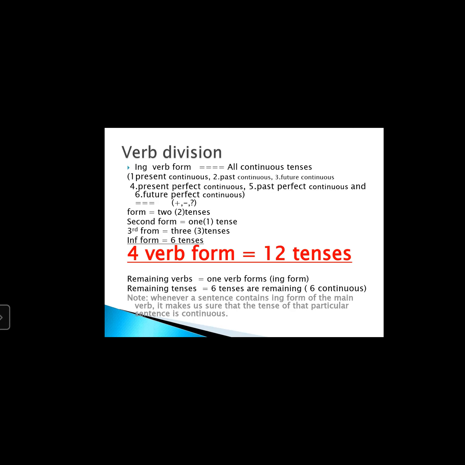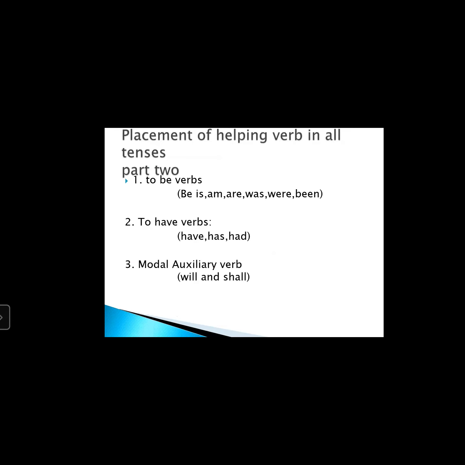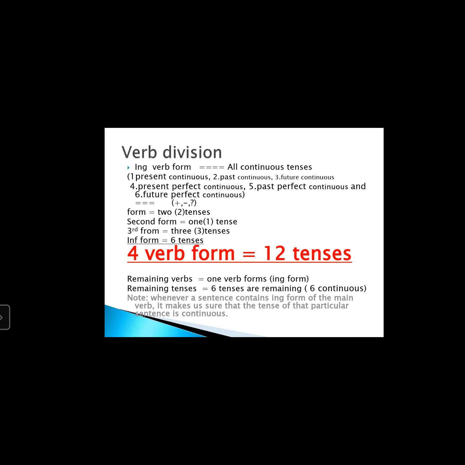So 12 tenses can be covered by using 4 different forms. Forms means different formats. A verb's meaning is the same. Go, gone, went, going. They have the same meaning, but their forms are different. So in different tenses, you will have to go for different forms. So now, until this point, your mind is clear about the verb.